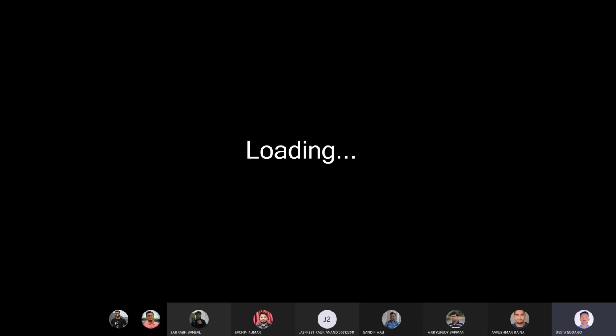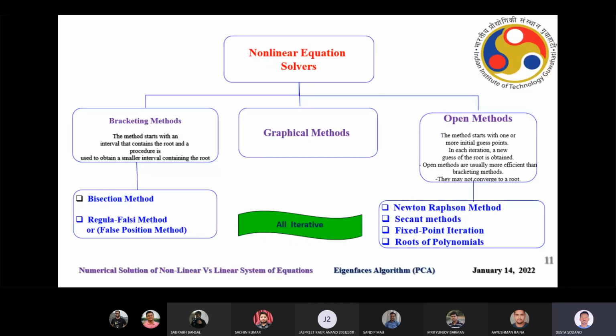Some numerical methods available are bracketing methods, like the bisection method and regula falsi method. Also, for nonlinear equation solvers, there are open methods: Newton's method or Newton-Raphson method, secant method, fixed point iteration method, and roots of polynomials. The third method to solve nonlinear equations we call the graphical method. Don't forget, all the given methods are iterative.